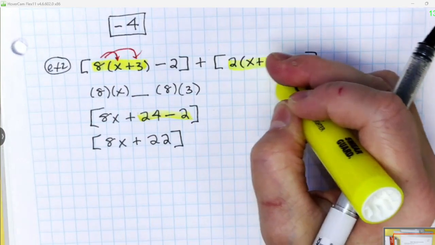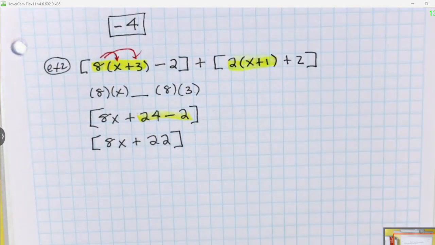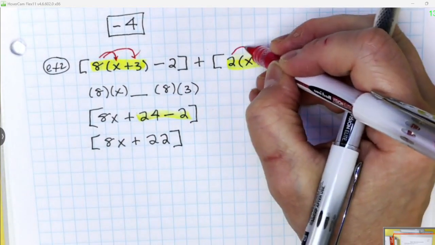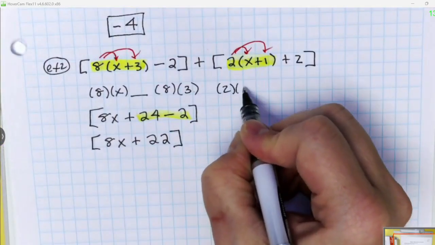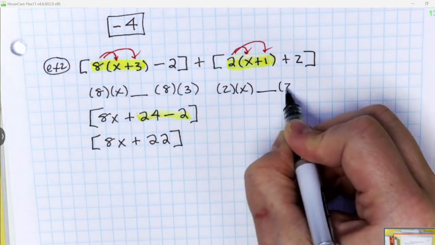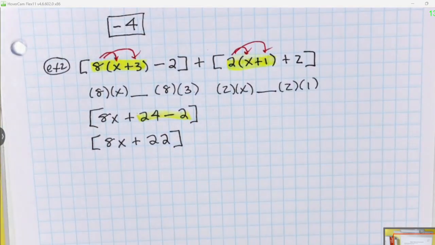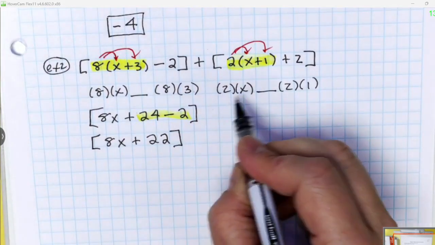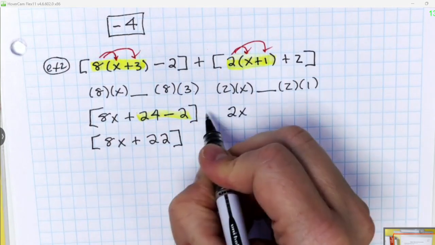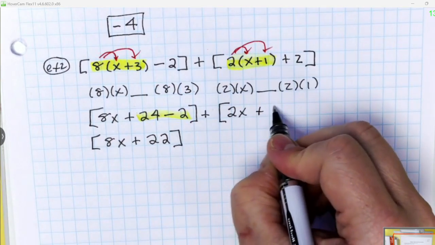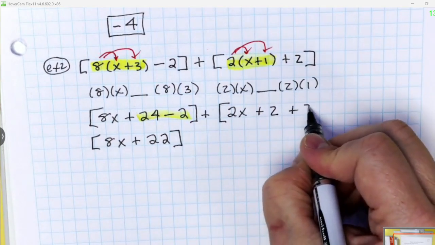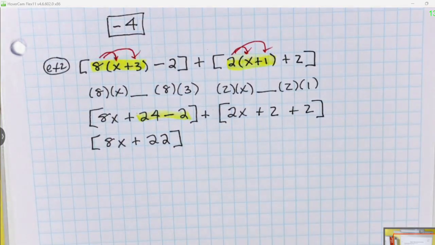Start by the inside-most grouping symbols. We're going to get rid of the parentheses by distributing the 2. So we're going to have 2 times x, leave a space, 2 times 1. They're all positive, so that helps. 2 times x is 2x. Go ahead and put the plus and the left bracket in there. And then 2 times 1 is positive 2. And bring down the other plus 2. All right, we're done getting rid of those.